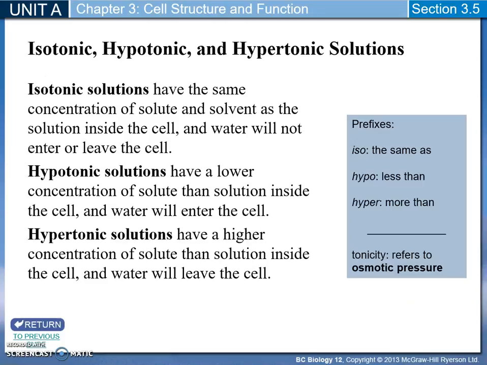We have what we refer to as isotonic, hypotonic, and hypertonic solutions. An isotonic solution has the same concentration of solute and solvent as the solution inside of the cell, which means that water will not enter or leave the cell. You will have some molecules moving back and forth, but for every one that goes out, one comes in. So the concentration basically stays the same.